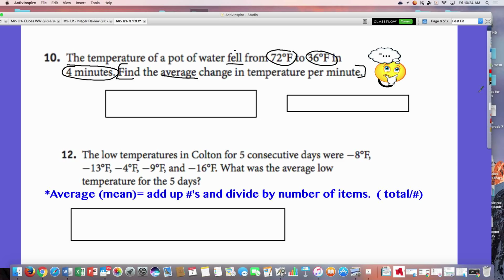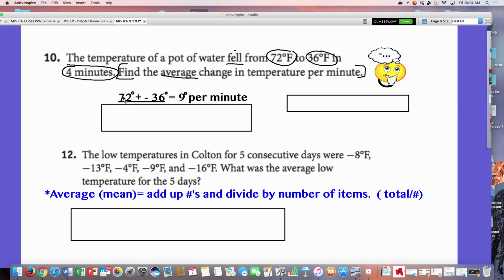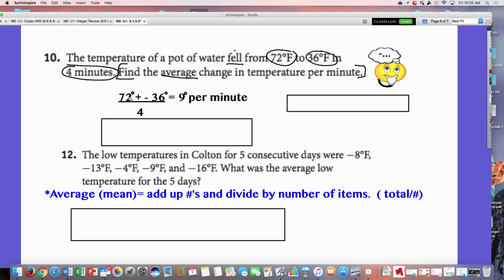When I say bacon, press pause, see if you can figure that one out. Bacon! Hey, welcome back. So, did you get it? 72 degrees plus a negative 36 degrees. Remember my KFC, keep, flip, change, equals 9. Oh, wait, I did the whole thing in one shot. 72 degrees plus a negative 36 degrees, total, divided by 4, equals 9 degrees per minute. It's going down 9 degrees per minute.